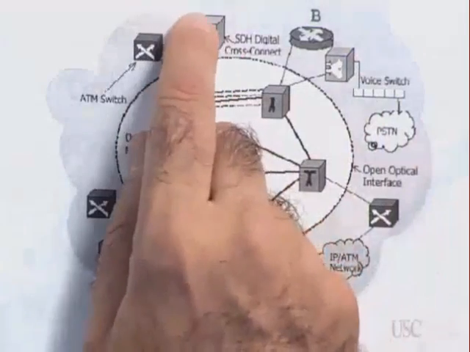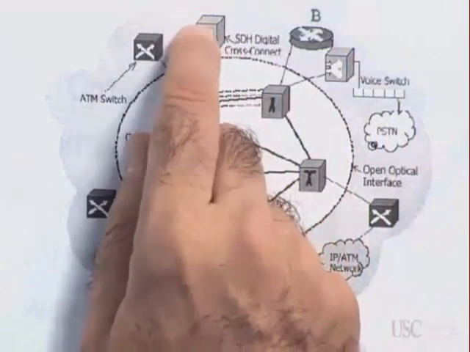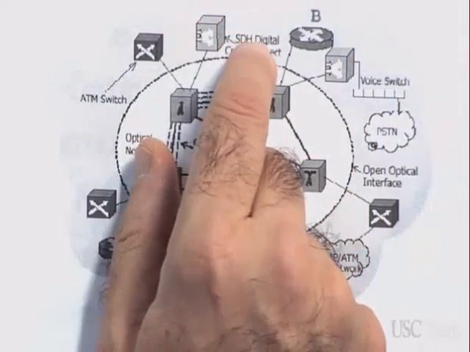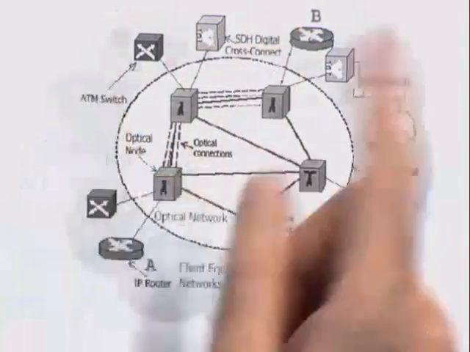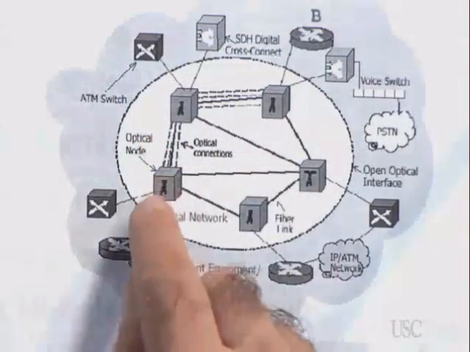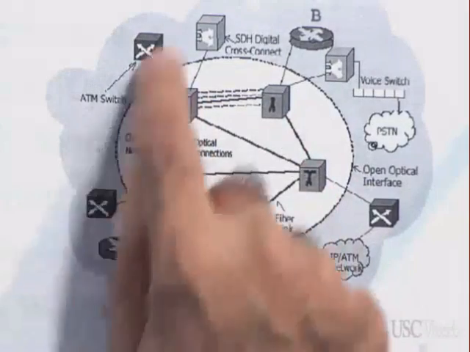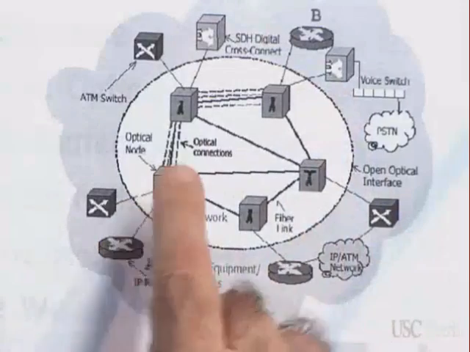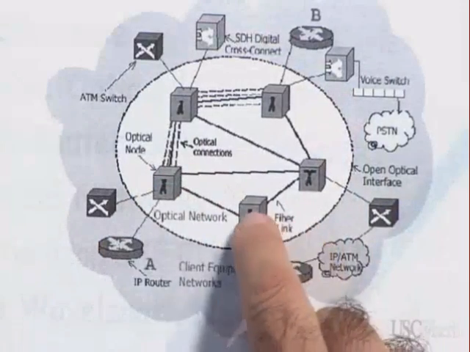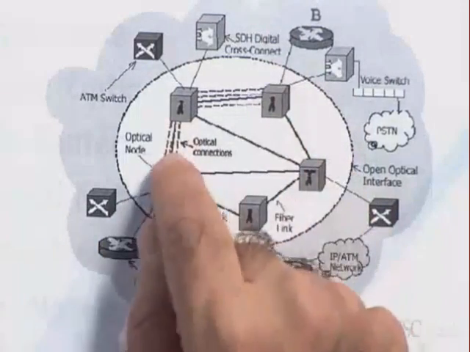You see the what? SDH, digital cross connect, SDH, the synchronous digital hierarchy, or the SONET, ATM switch, all of these things. These are the what? These are the optical networks. This is the optical network. And all of these are the cross connect, all of these.